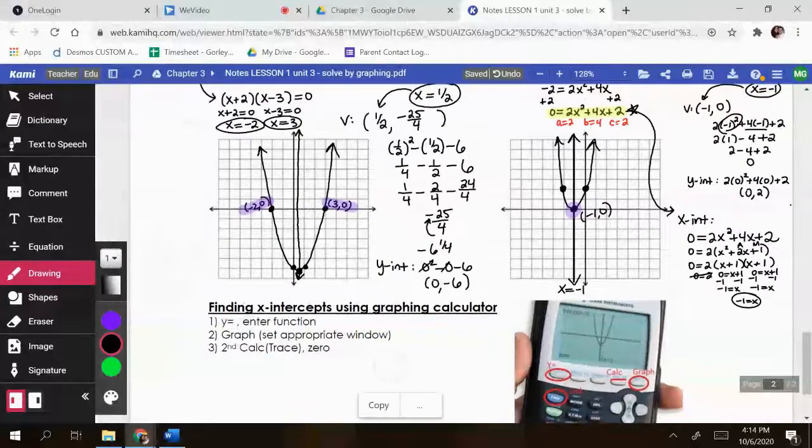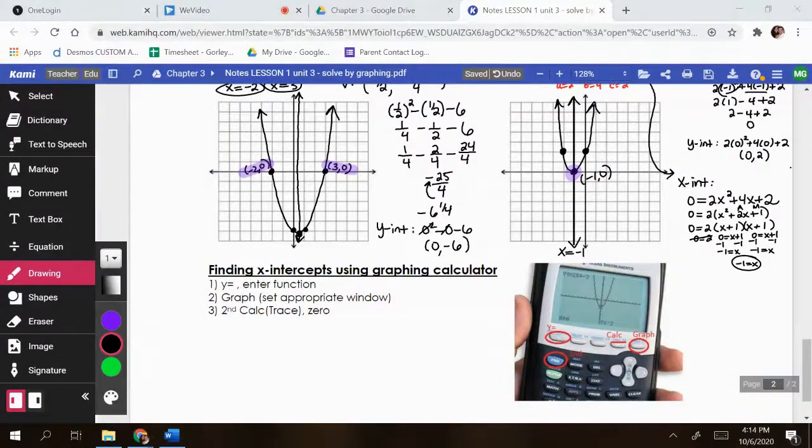So now we get down here where it says finding x-intercepts using the graphing calculator. Again, you can see how tedious it is to graph a function just to get your x-intercepts. It's really not necessary to do that by hand. The quickest way to check your work is just with your calculator. What we're going to do is enter the function into our y equals, press the graph button, which you can see is right up here in the top right-hand corner.